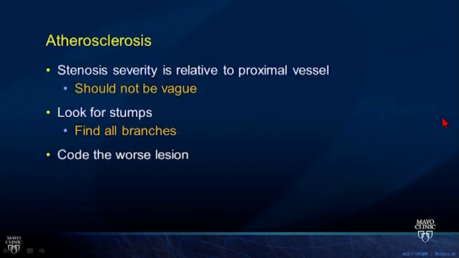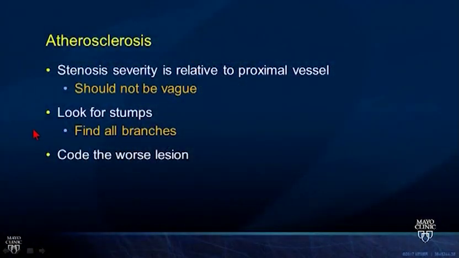So let's talk about atherosclerosis. Basically, we need to keep in mind that the stenosis severity is going to be relative to the proximal vessel. And for the boards, these shouldn't be vague. We're required to classify them as complete occlusions, severe stenosis of greater than 75%, moderate of 50 to 75, or insignificant, less than 50%.